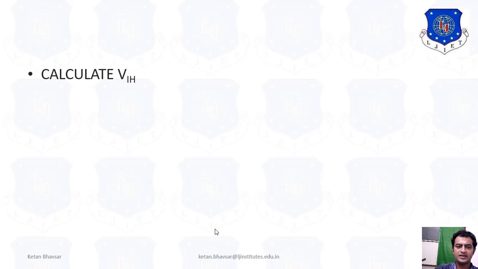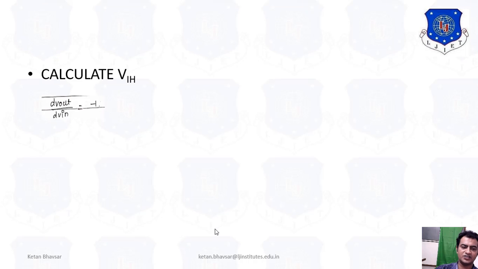So it is in saturation. Finally we get the equation for the VIL. So VIL is in the saturation region, and VIL is equal to VDD minus 1 upon 2 RL into Kn. Similarly, we calculate the equation for the VIH.